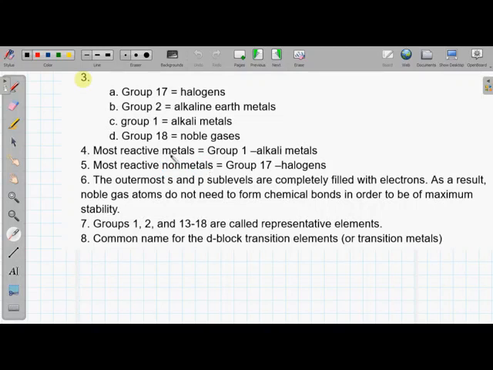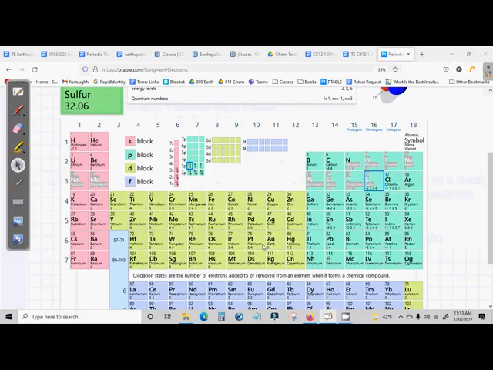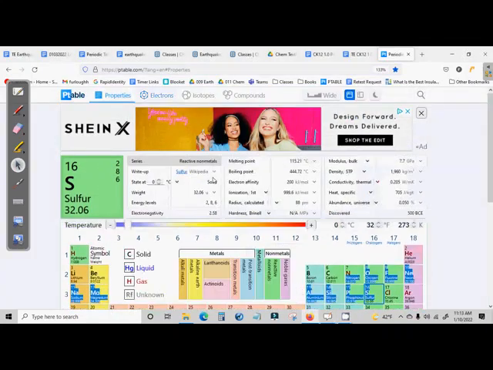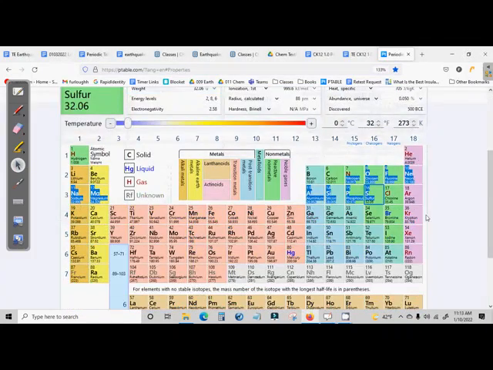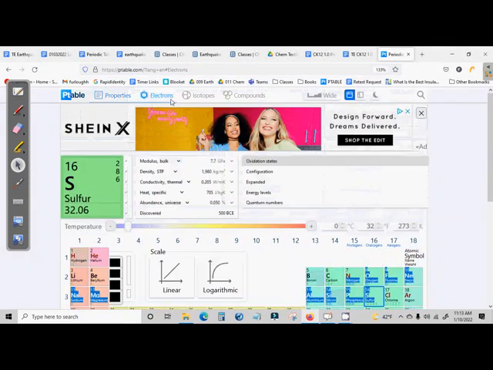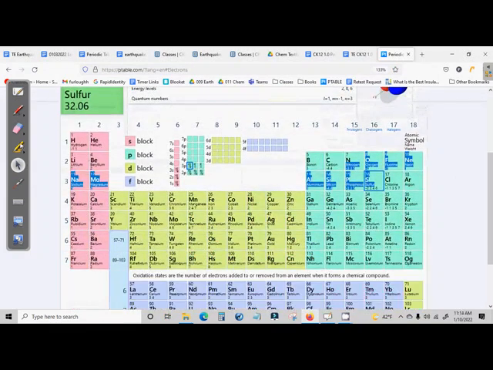Group 18, the outermost S and P sublevels are completely filled with electrons. As a result, noble gases do not need to form chemical bonds. So here's the thing. If we look over here, all right, here's the S orbitals, or the S block. Here's the P block. So if we look at hydrogen and helium, helium is a noble gas. It's over here because it's part of the S block. If we look at the regular periodic table based on properties, then helium is a noble gas. But when we're talking about electron configuration, it's part of the S block.